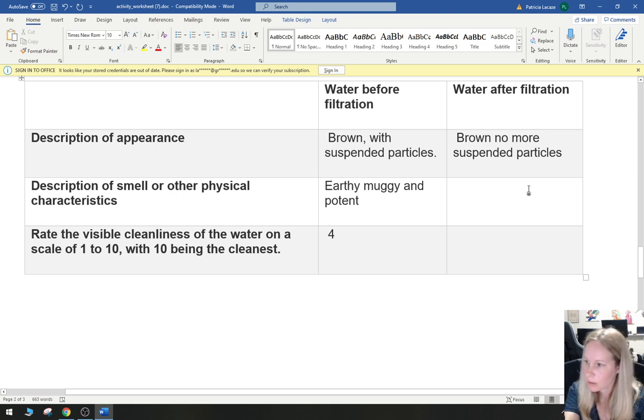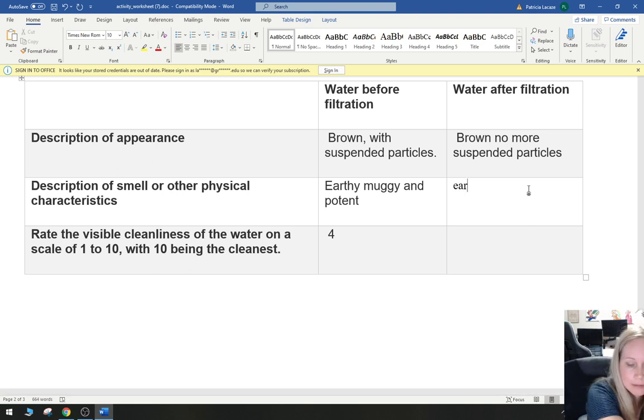Smell. Forgot this. Wow. You know, I can't. Okay, I got a little tiny whiff of it, but it wasn't knocking me in my face. So yeah, it is earthy. I wouldn't say potent though. I would just say a little bit earthy. Small earthy smell.